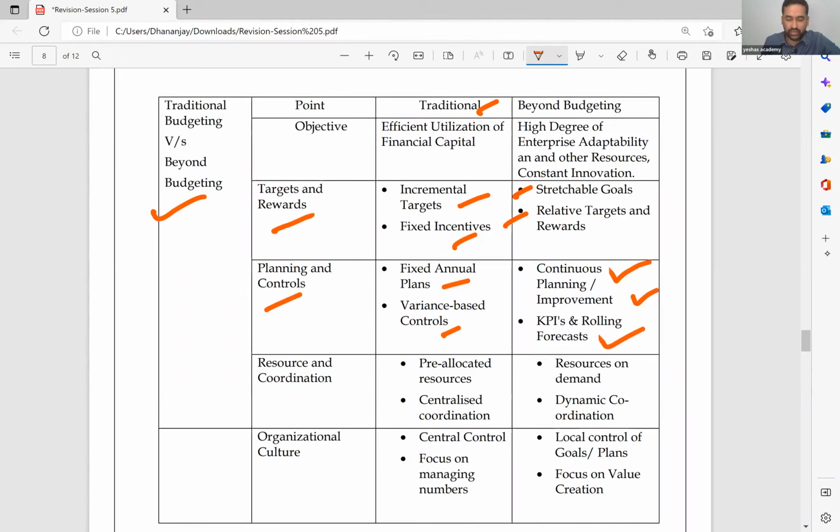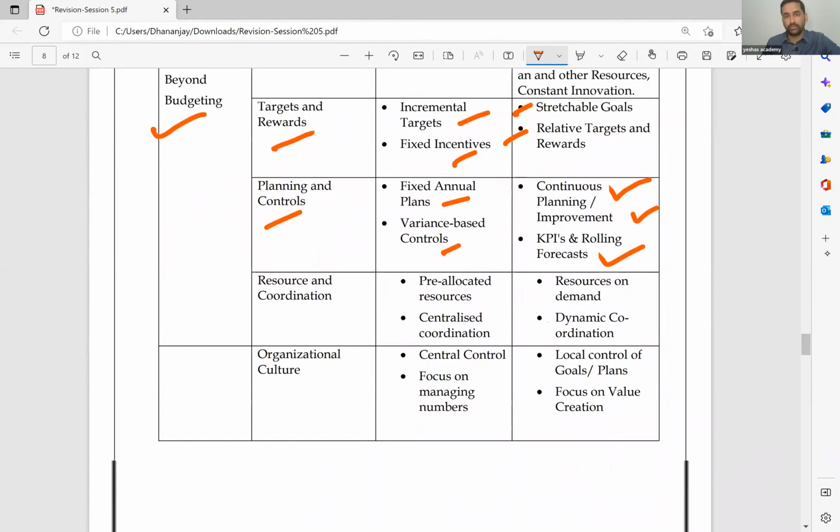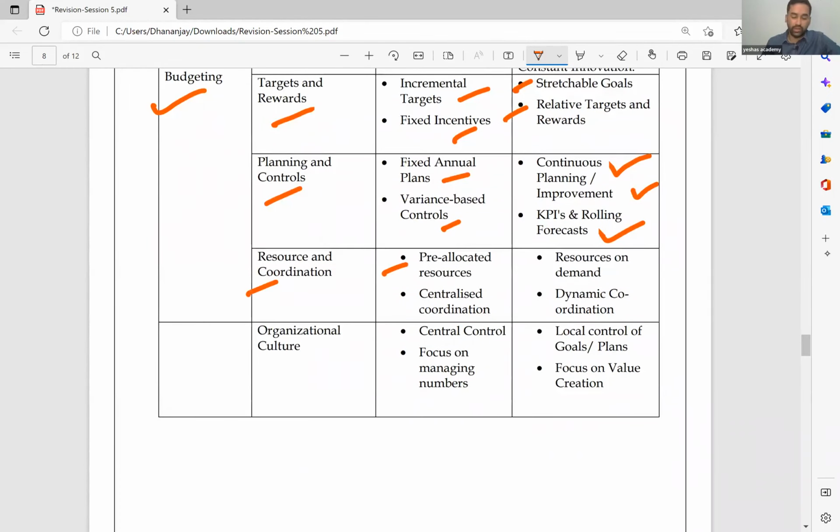Resource and coordination: everything is pre-decided, everything is pre-allocated, and decision is all done at central level. Here, resources are allocated on demand because you're not very rigid with your budget, and there is dynamic coordination from the top to the bottommost employee in the organization. Organizational control, I told you already, central and focus on managing numbers. Local controls focus on the value creation. Mark this table important. One day before exam, you can read this table.